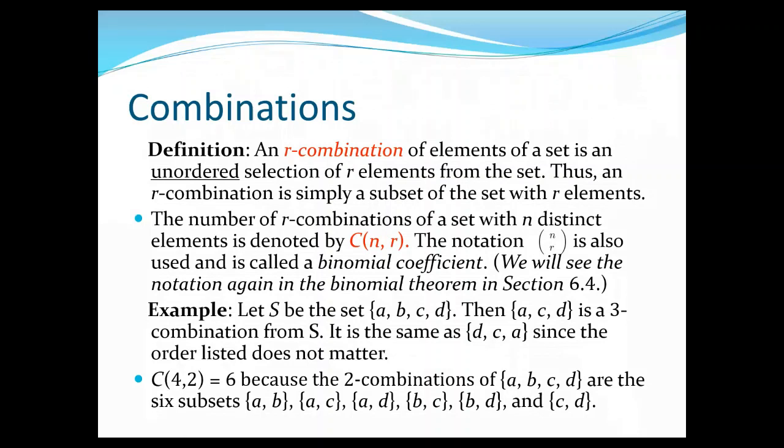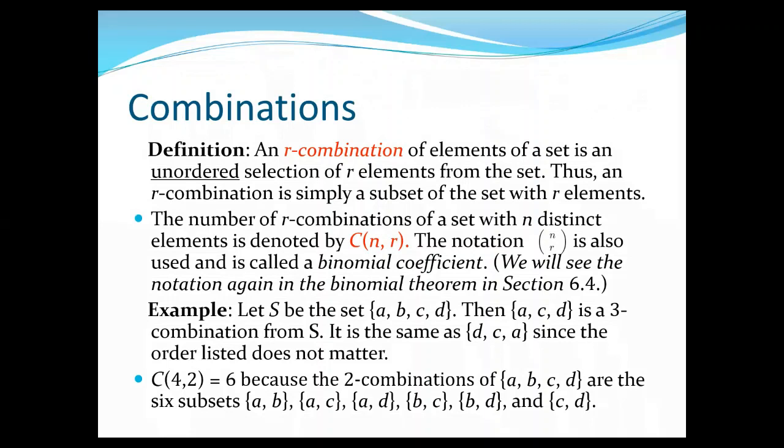In permutation, if we have the same elements but a different organization, a different way of writing it, they are considered different. But in combination, as long as a pattern contains the same elements, they are equal. So if we have AB and BA, they are the same. Again, AD and DA are the same for combination.